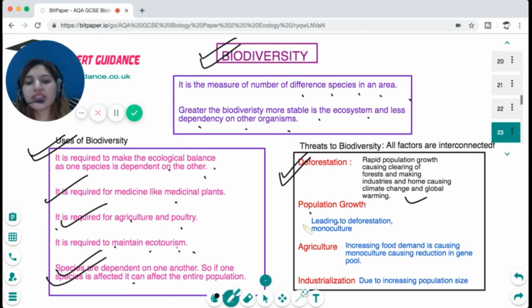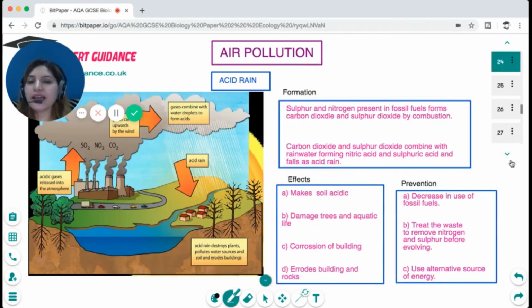Population growth leading to deforestation and monoculture. Agriculture increasing food demand, causing monoculture, causing reduction in the gene pool. And industrialization due to increasing population size. So these are the biggest threats we are facing with biodiversity.